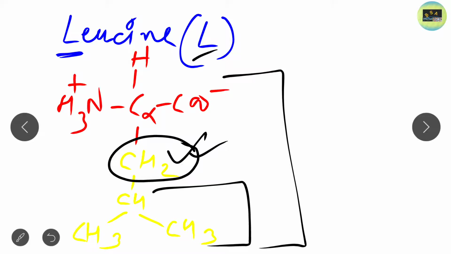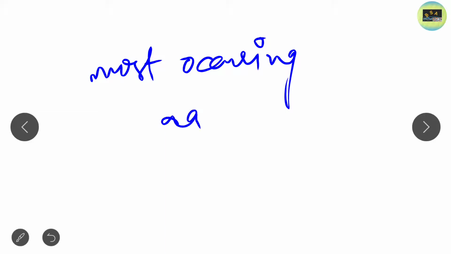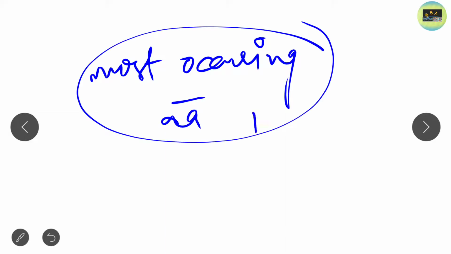Clear? Leucine is mainly found where? In leucine zippers. Okay, I hope that you study zippers in transcription, that is in molecular biology. Clear? And remember one important point about leucine: it is the most occurring amino acid in protein. Okay, most occurring amino acid in protein is leucine. Okay, clear? Next, the next structure that we are going to see is isoleucine.